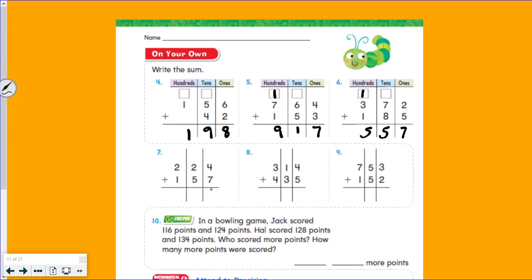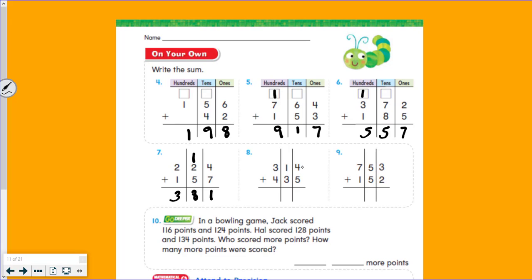Let's see, 7 and 4 is 11. So we got to regroup in the ones place. Okay, so we'll put that guy there. And then 5, 6, 7, 8. 8 tens, no regrouping. 300s.